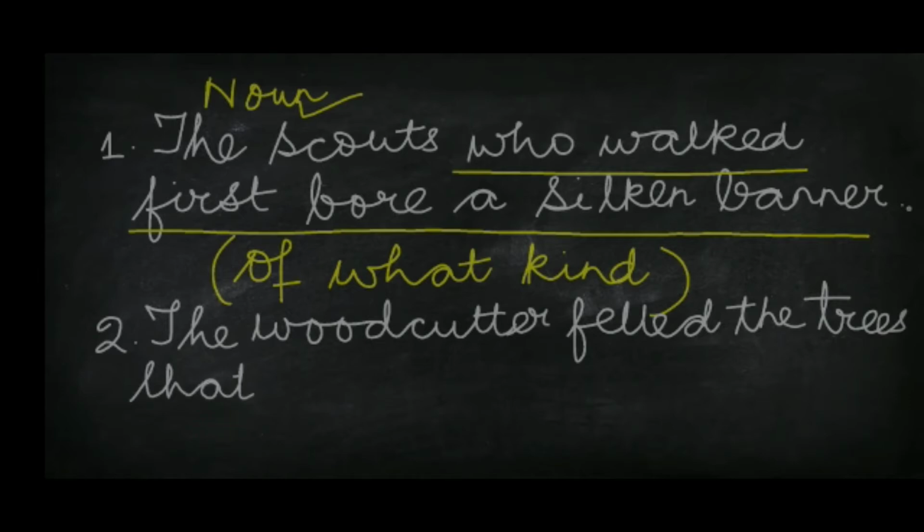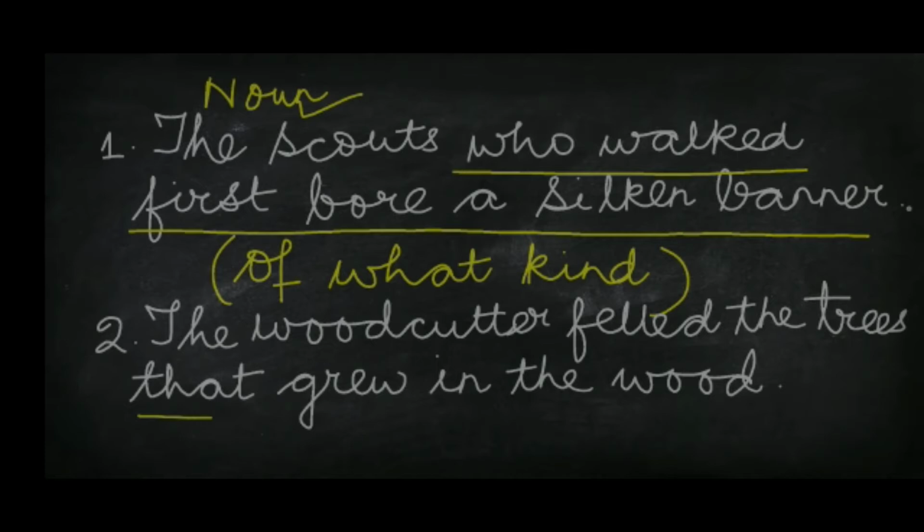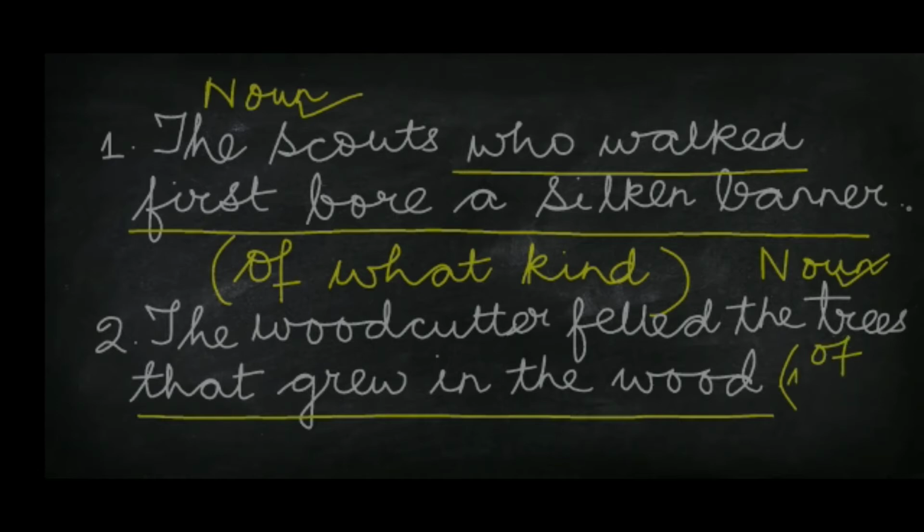Next sentence, the woodcutter felled the trees that grew in the woods. Why did I underline that grew in the wood? It is our adjective clause because the noun is trees, and of what kind of trees? That grew in the wood.